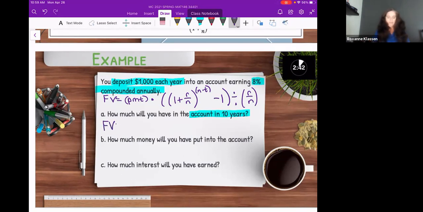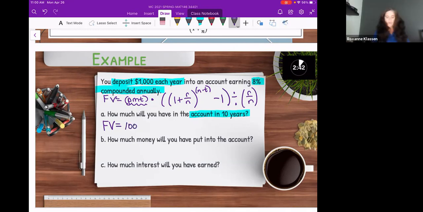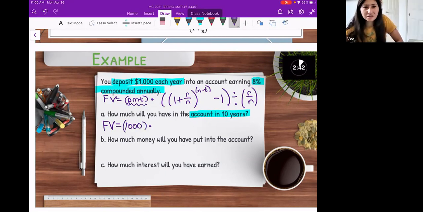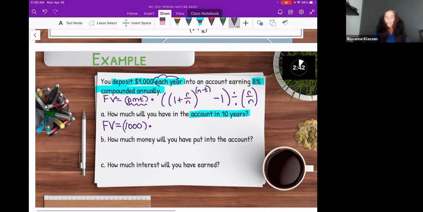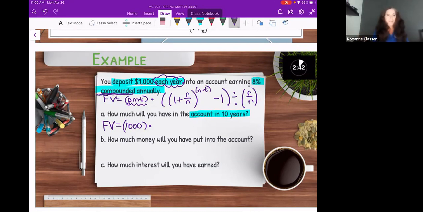So now FV equals, I'm just going to call on whoever. If you want to volunteer, that's totally fine. What is PMT in this problem? What is PMT? I'll give you a few seconds to think. 1,000. Very nice, V. How did you know the 1,000 was your PMT? Because that's the deposit. Yeah, and it's the deposit each year. That's how I know that this is an annuity, not just a compounded problem. Because I know it says compounded down here, but if I do it more than once, then it's a payment.